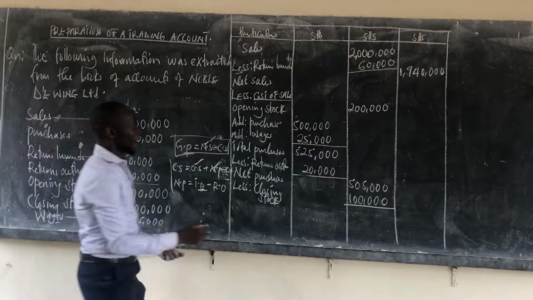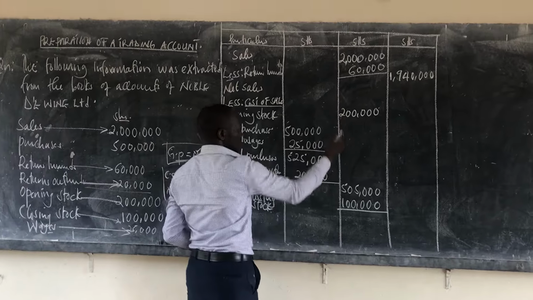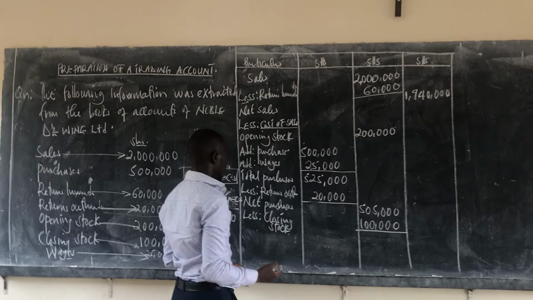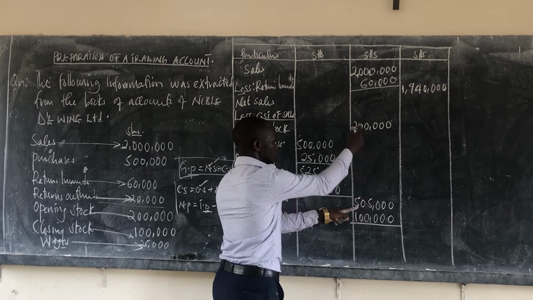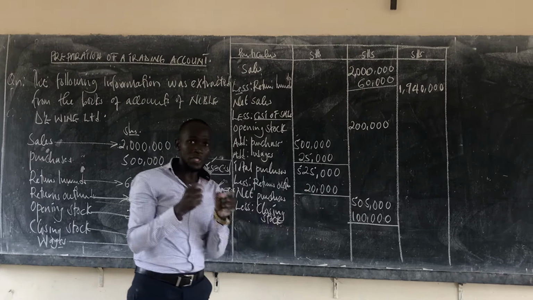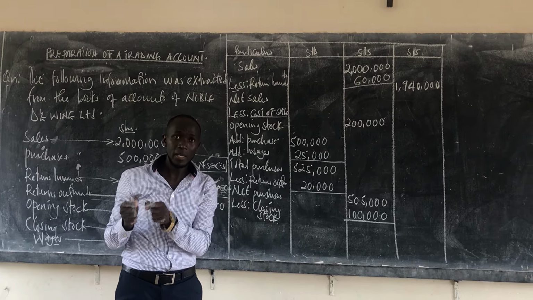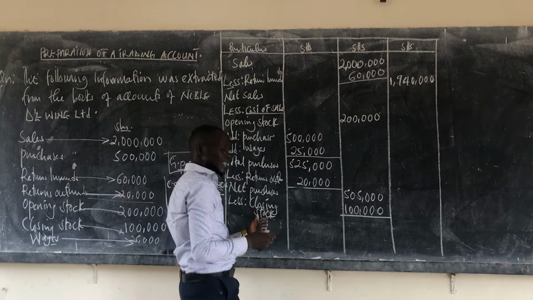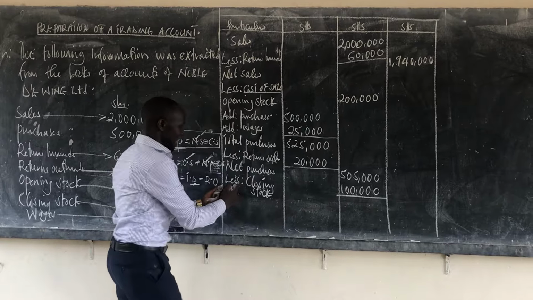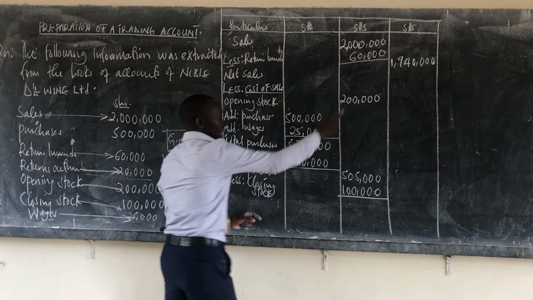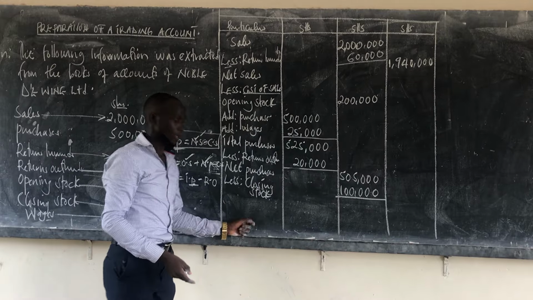When you get this opening stock plus net purchases, the value that you get after adding the two is the goods available for sale. That is the amount. Now, it is the goods available for sale on which we subtract this. Why have I done it just like this? Adding and subtracting at the same time because of space.